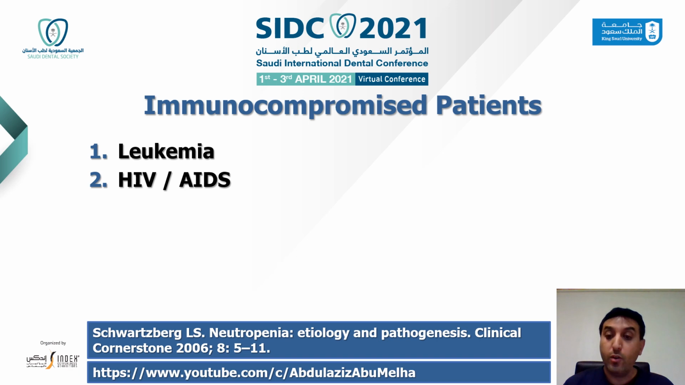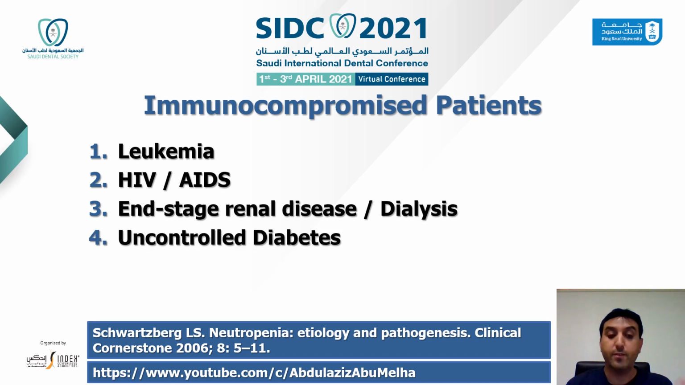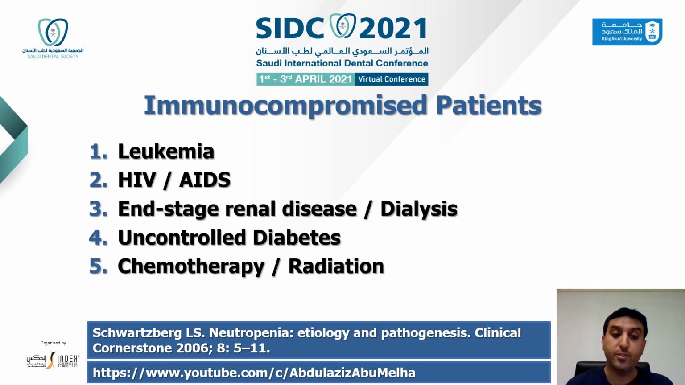HIV, not all of them, but if you check the CD4 count and it's low, then you might need prophylaxis. End-stage renal disease, dialysis, not all renal disease, only the patients who are doing dialysis and have an implanted device in their hand, then they need prophylaxis before the treatment. Uncontrolled diabetes, not all diabetic patients, but the patients we are concerned about are the uncontrolled ones with an HbA1c of 8 or 9 and above. Those are prone to infection, so they might also need antibiotic coverage.